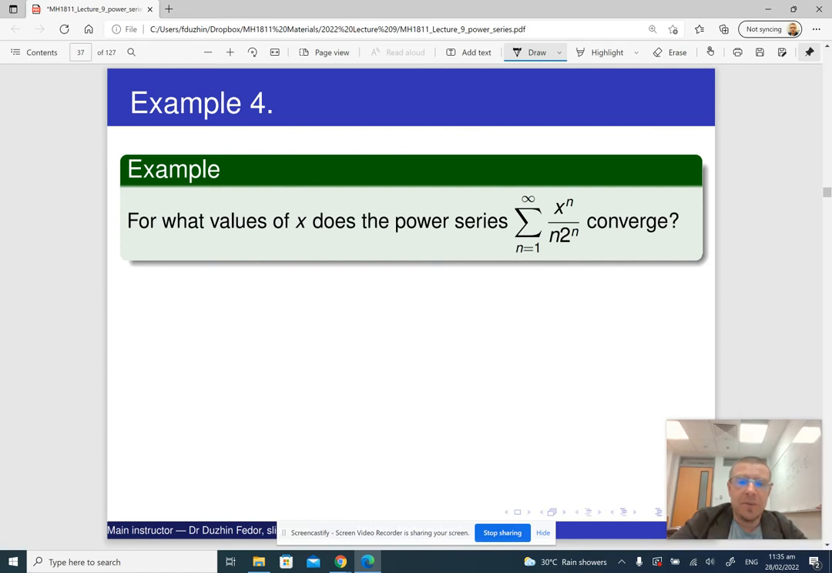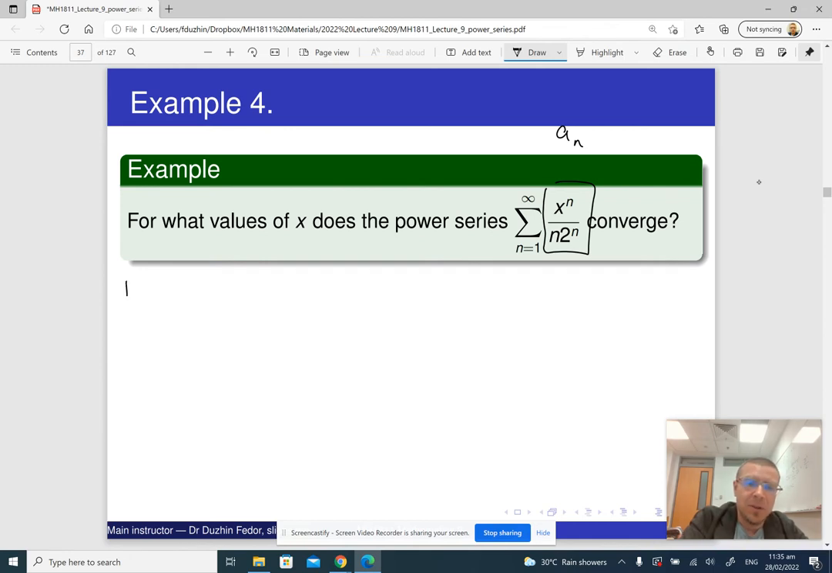So the first step is to apply the ratio test or the root test, right? So this is my a_n. And the printed slides have the ratio test, so let me just apply the different method, the root test here. In this case, both are equally simple, right?